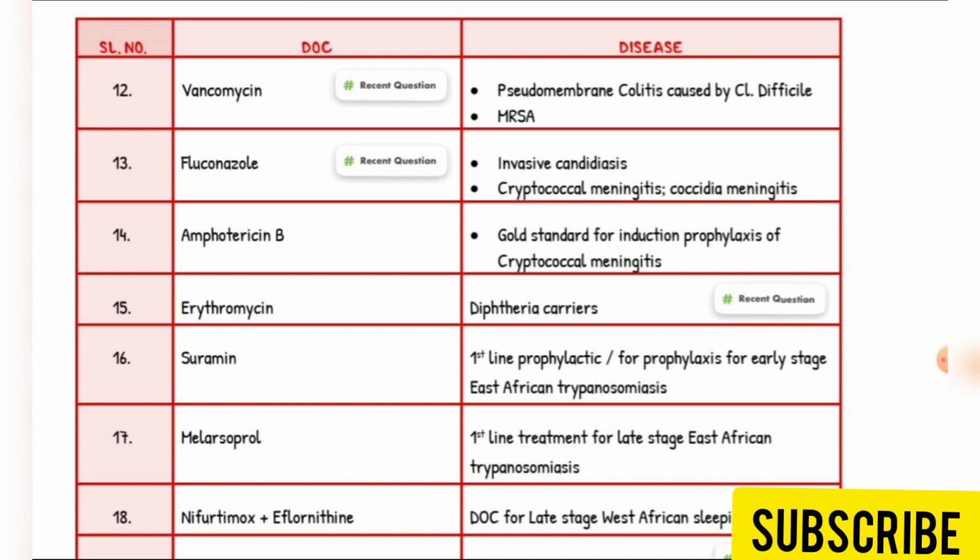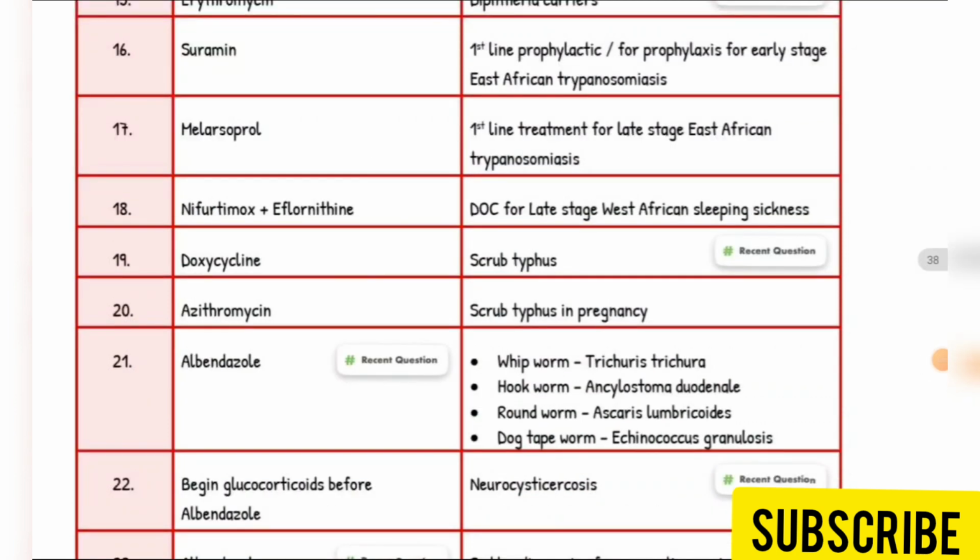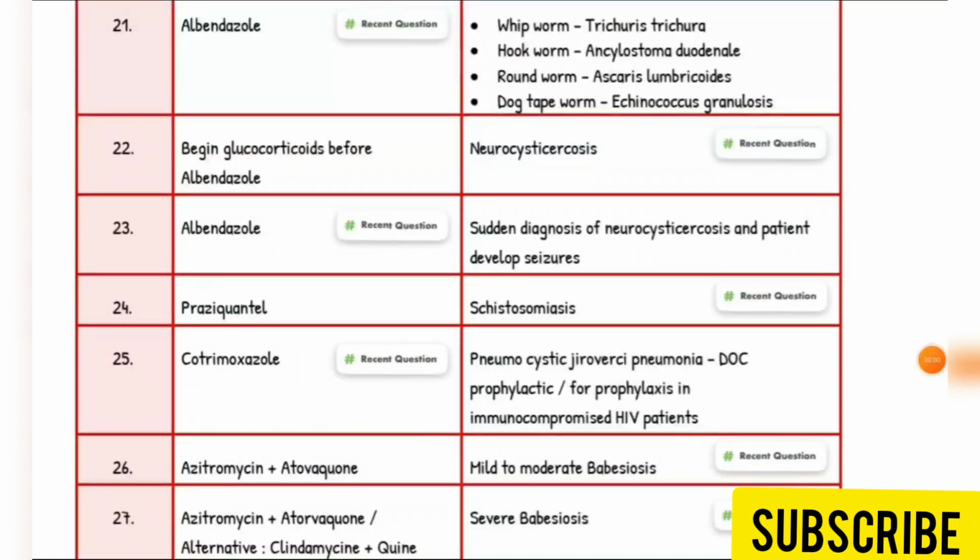Diphtheria carriers, drug of choice erythromycin. First line prophylactic for early stage East African trypanosomiasis. First line treatment for the late stage East African trypanosomiasis, drug of choice melarsoprol. Drug of choice for late stage West African sleeping sickness is nifurtimox and eflornithine. Next one, scrub typhus, drug of choice doxycycline. Scrub typhus in pregnancy, drug of choice azithromycin.